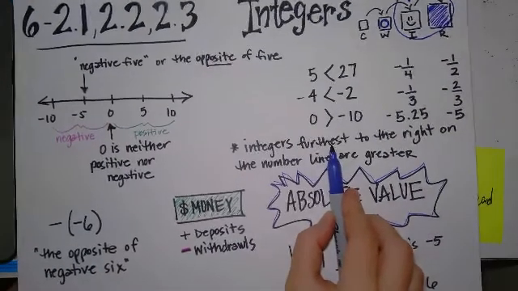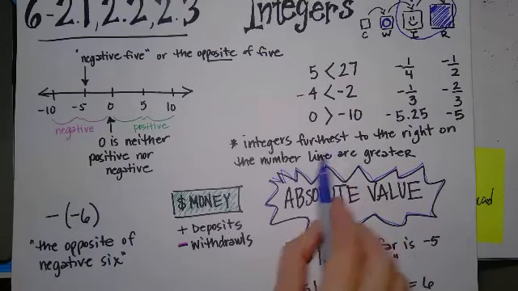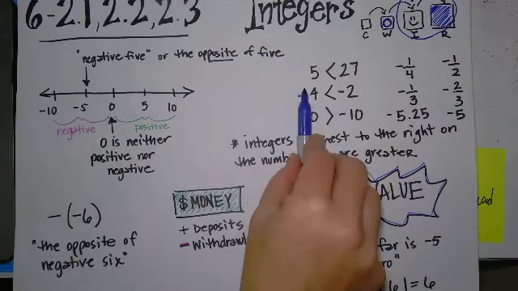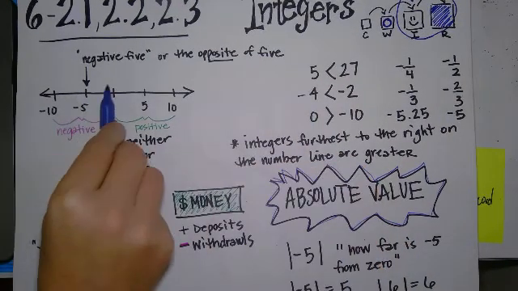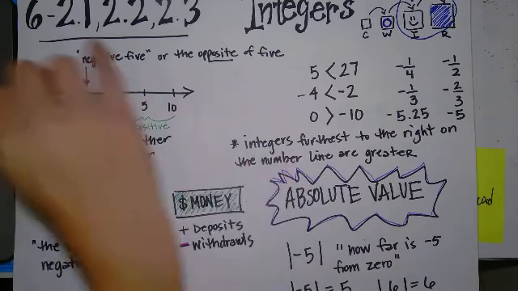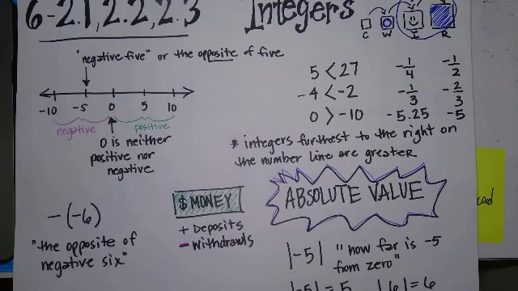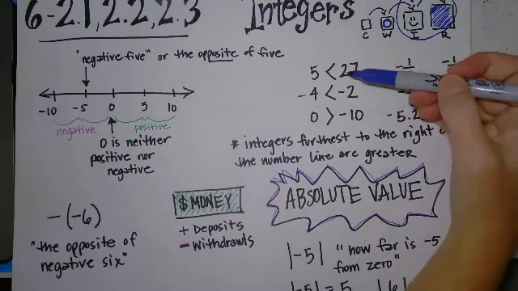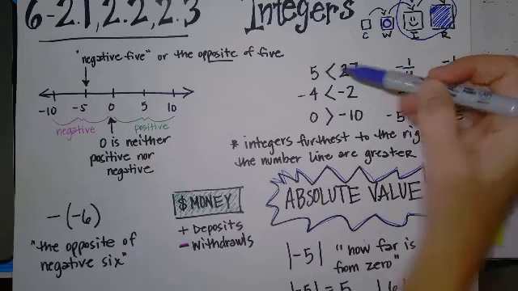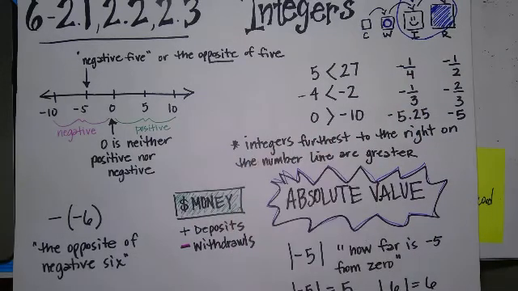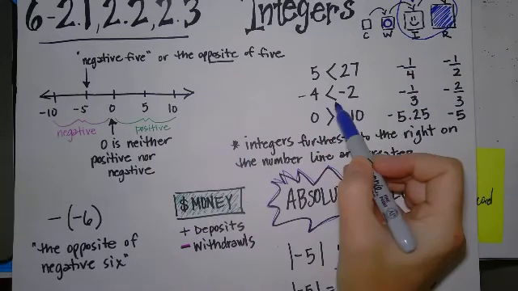So let's talk about some integers and where they live on the number line. The integers that are furthest to the right are greater. That would mean then that the integers furthest to the left are smaller. So let's go ahead and do some ordering. We know that 5 is less than 27. That's because 27 lives further to the right on the number line.